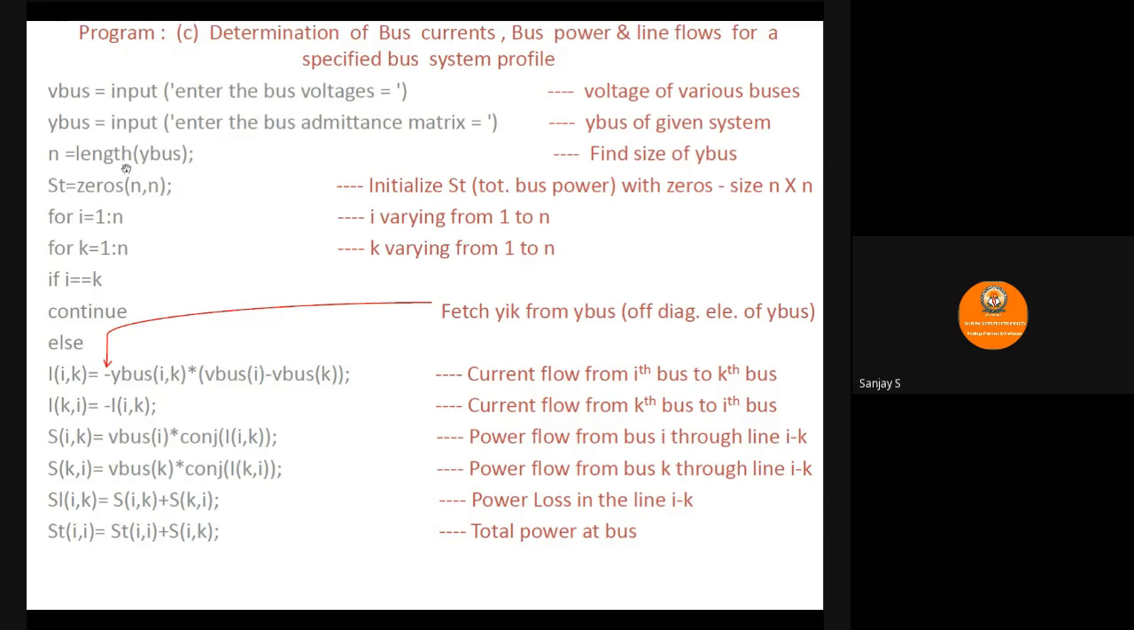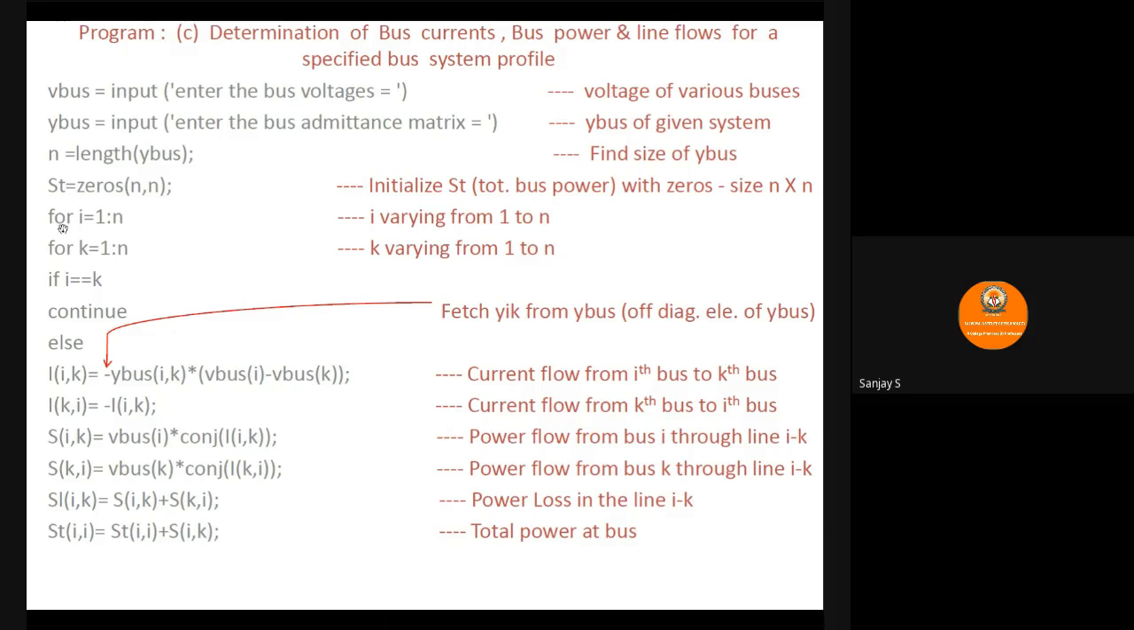Then in order to find the size of the Ybus matrix, we are going to use the length instruction. So n is equal to length of Ybus. So this n will determine the size of the Ybus. Now we are defining a variable st, which is given by zeros of n comma n. That means we are going to initialize st, which is the total bus power, with zeros of size n cross n. So we'll be defining an n cross n matrix having all elements zeros and call it st.